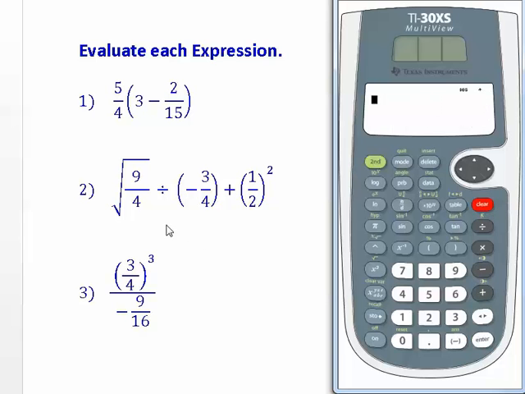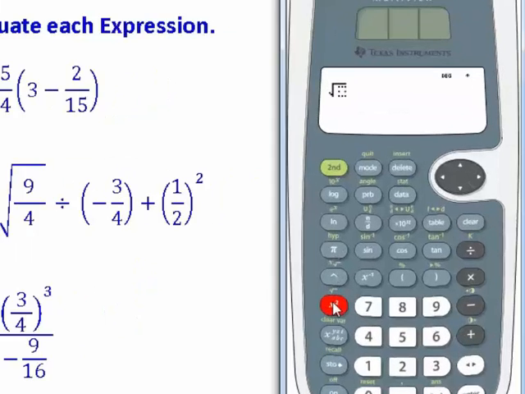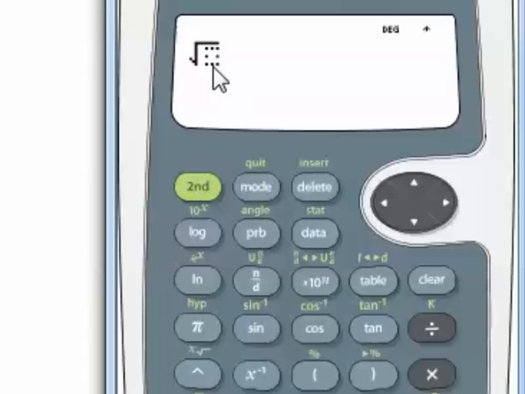we have the square root of 9/4 divided by -3/4 plus 1/2 squared. So to start off with the square root, we press the second square button. You'll notice the cursor is blinking in the black box here. So we want a fraction, so type the ND button, followed by 9, move to the bottom, type in the 4, and move to the right.